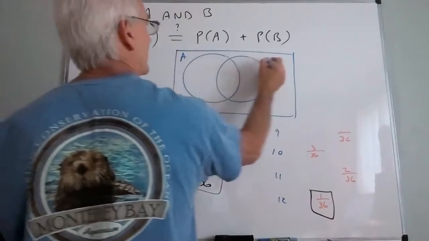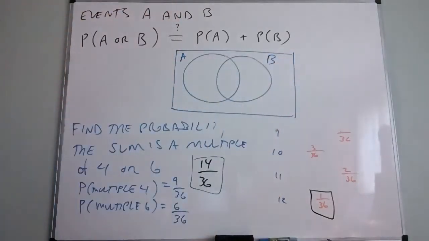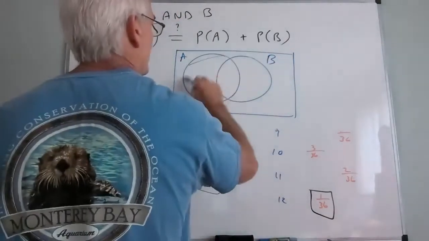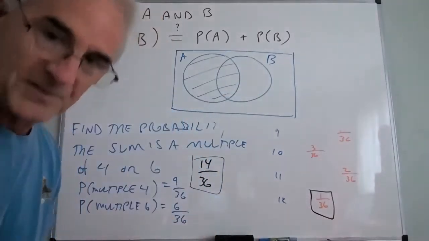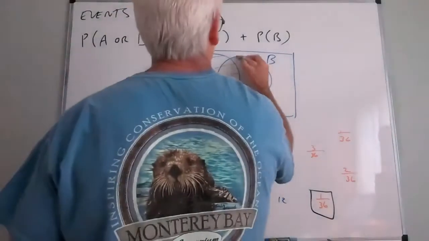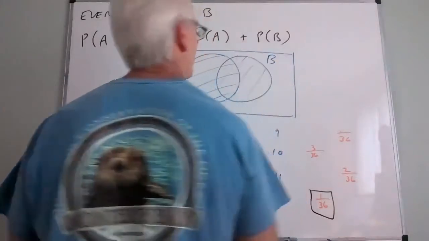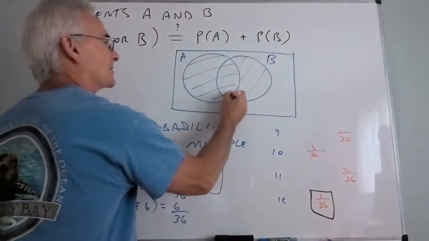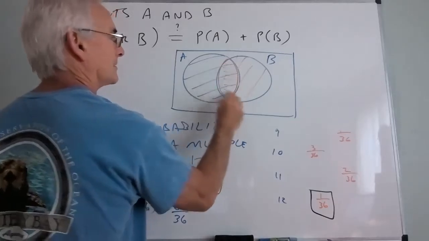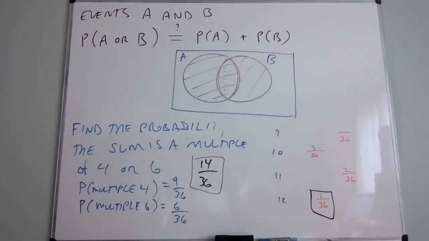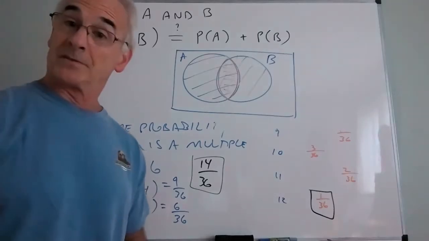Okay, there's my A, there's my B. If I count the number of elements in A, I will get all of this. If I count the number of elements in B, I will get all of this. But the problem is this guy right here, which is called the what? What do we call that piece? Intersection. That's the intersection. I counted it twice.